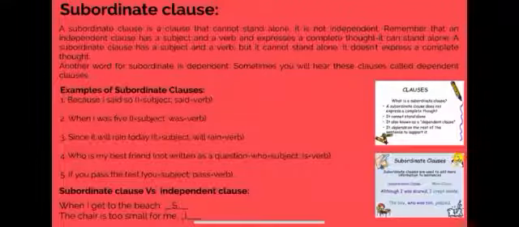Every complete sentence has a subject and a verb and expresses a complete thought. But in the case of a subordinate clause, it has a subject, it has a verb, but it cannot stand alone. It does not express a complete thought. Another word for subordinate is dependent. Sometimes you will hear these clauses called dependent clauses.